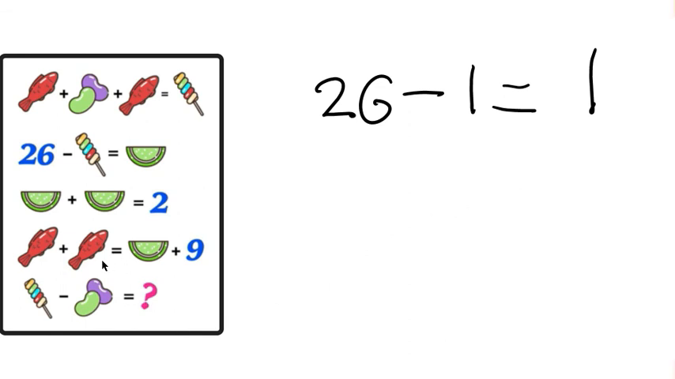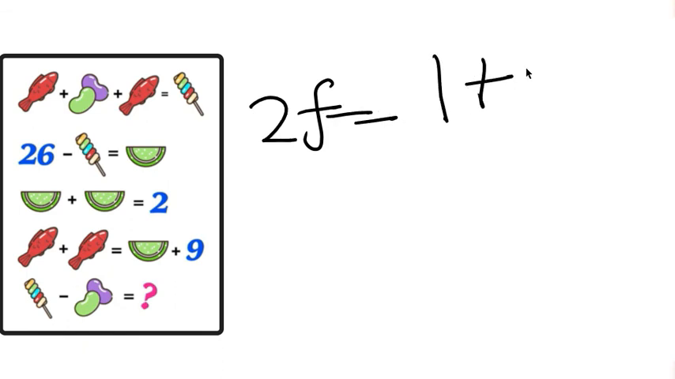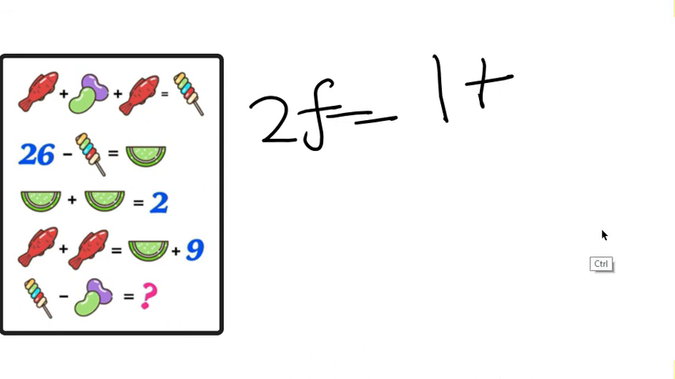So now over here, let's take the fourth equation. So in the fourth equation, we will be able to find the value of the fish. So let me clear everything. So here we have f, 2f is equal to 1 plus 9. So this is equal to 2f is equal to 10. So f will be equal to 5. So now we know the value of fish.